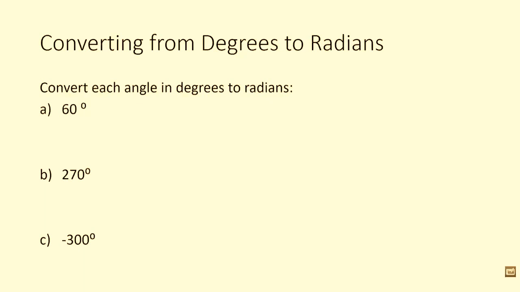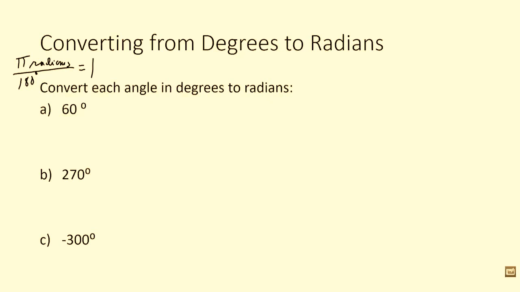Now let's convert from degrees to radians. To convert degrees to radians, we will be multiplying by pi radians over 180 degrees. That's a unit conversion factor. We're basically multiplying by 1 because pi radians is equal to 180 degrees.